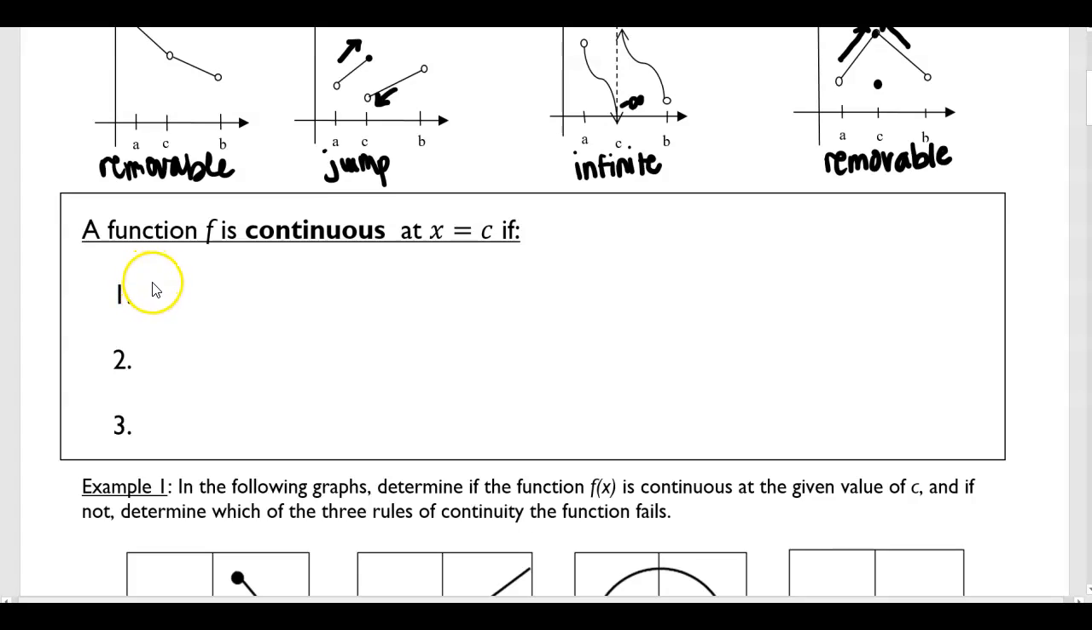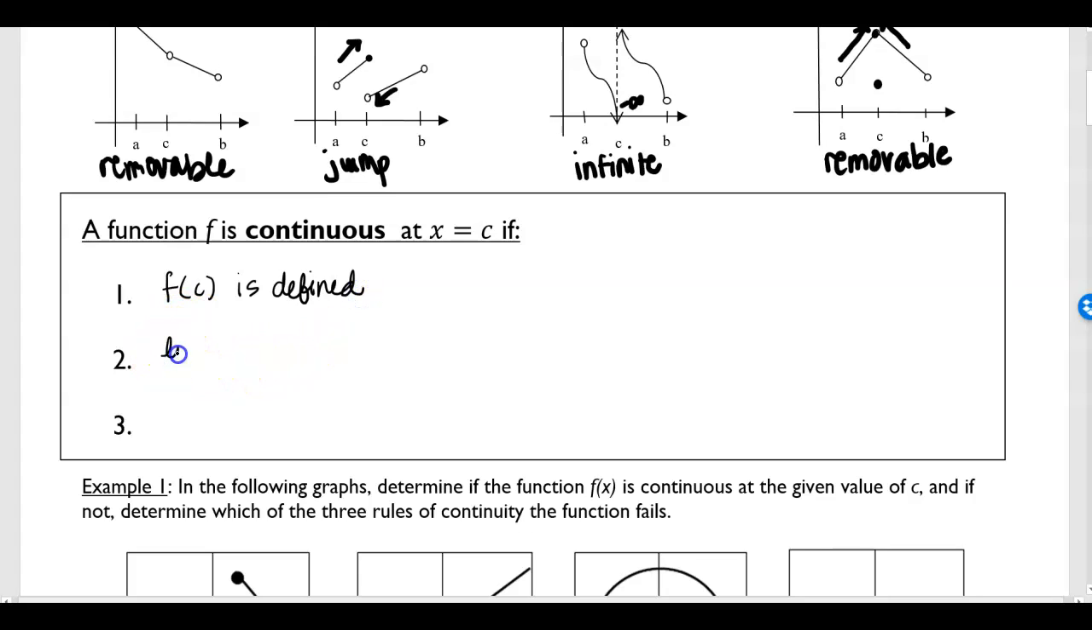Now let's give a more precise mathematical definition for what it means for a function to be continuous. So we will say a function f is continuous at x equals c if, number 1, f of c is defined. So that means when I evaluate the function at c, I get a number.